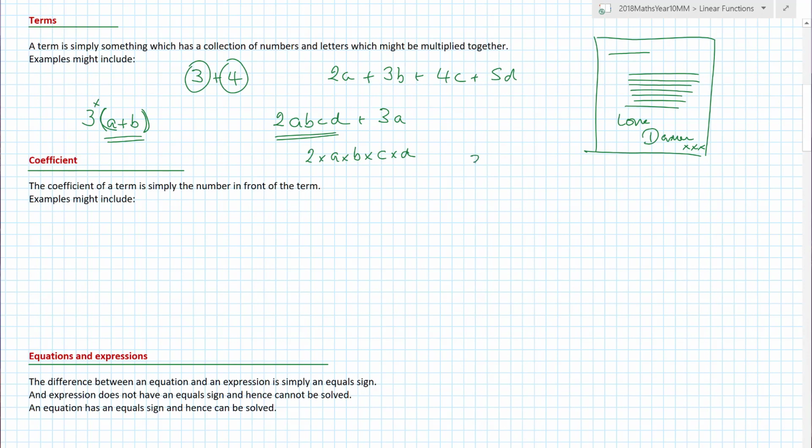So if I had 3 bracket A plus B plus 4 bracket C minus D, how many terms have we got there? Well, hopefully every single one of you is screaming at the screen, two terms. Because that bracket basically says treat me as one thing, and that bracket there says treat me as another. Between the 3 and the bracket are timeses, and so this is one term and that is one term. Now that comes in much later on in maths, but if you can understand that concept, it's going to help you with things like factorizing and simplifying and all sorts of different things.